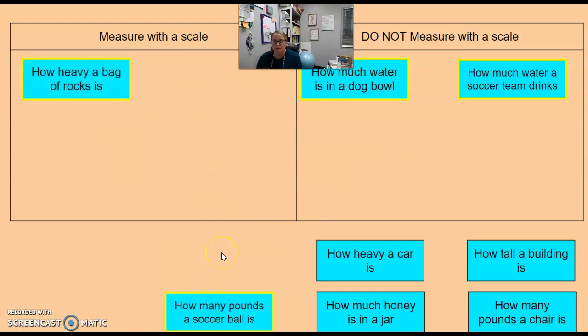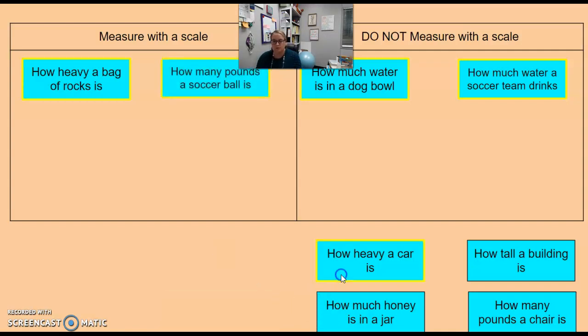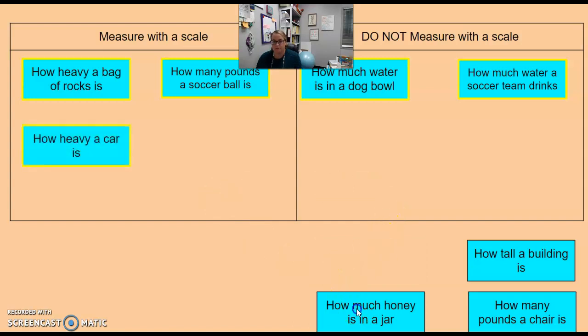How many pounds a soccer ball is? What if I want to know how much a soccer ball weighs? Am I going to use a scale or not? That's right, I'm going to use a scale. What about how heavy a car is? If I want to know how heavy a car is, am I going to use a scale or not use a scale? That's right, I'm going to measure it with a scale.